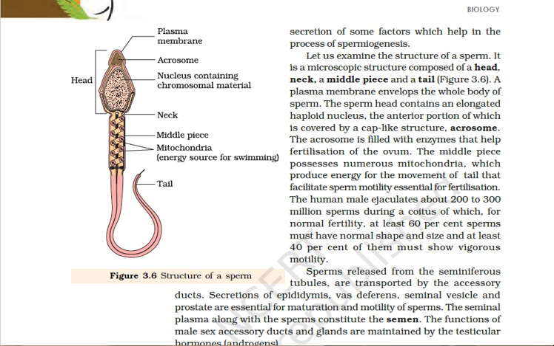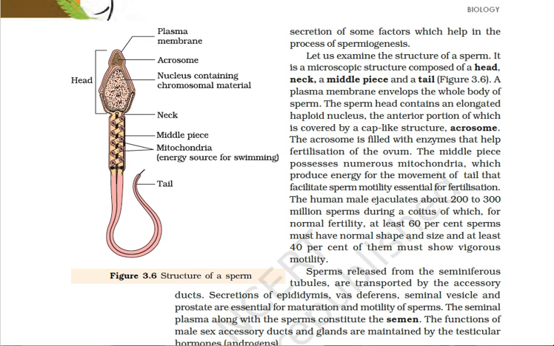It is formed of the Golgi body. Acrosome contains an enzyme called hyaluronidase, also called sperm lysin. This enzyme helps to dissolve the wall of the ovum during the process of fertilization and facilitates the entry of spermatozoa into the ovum.